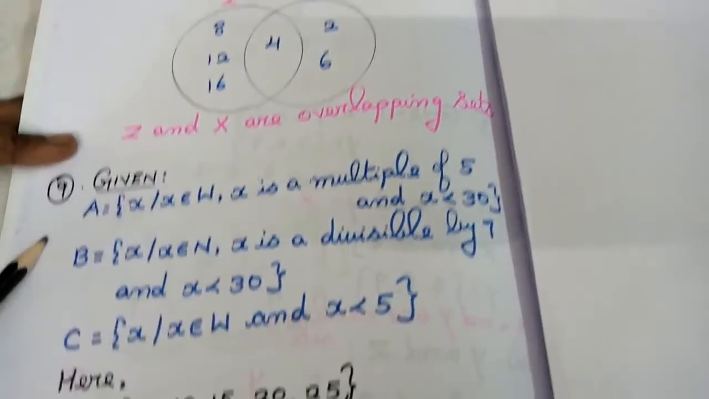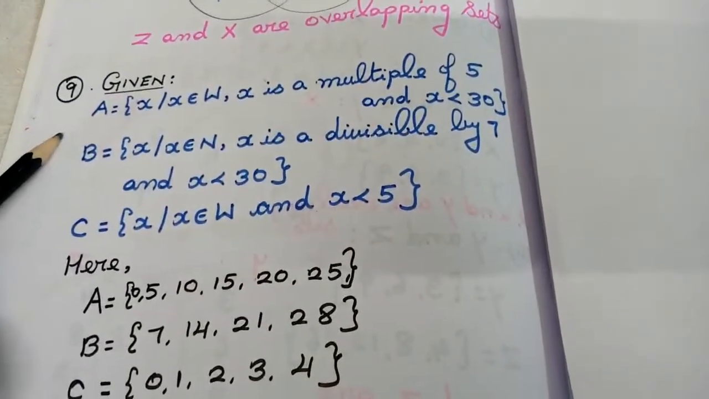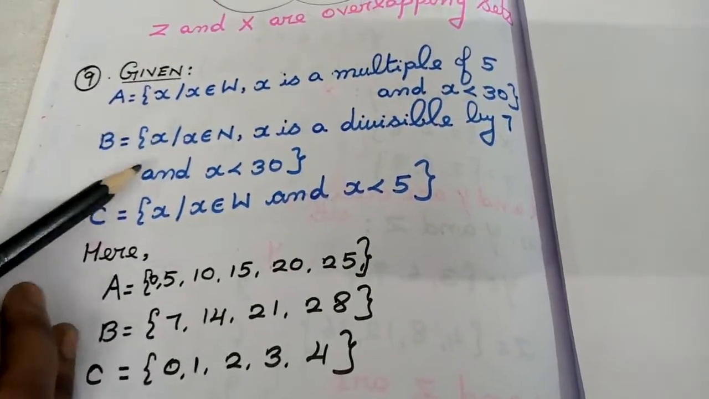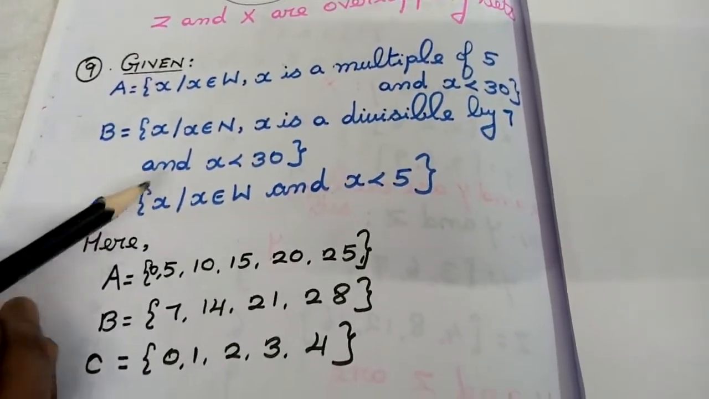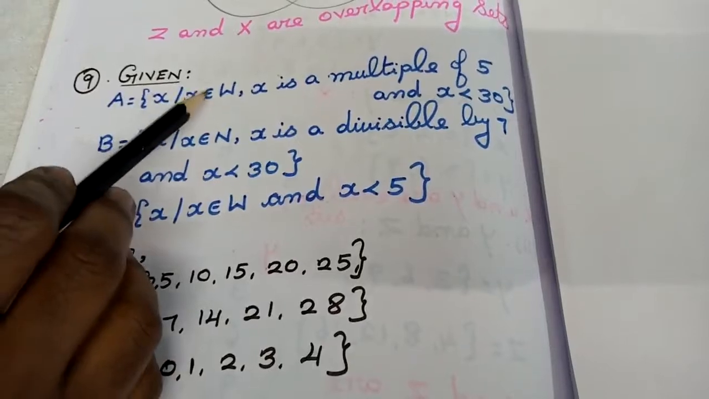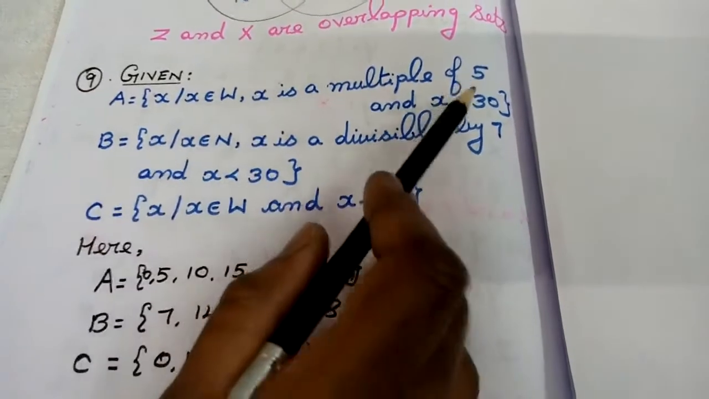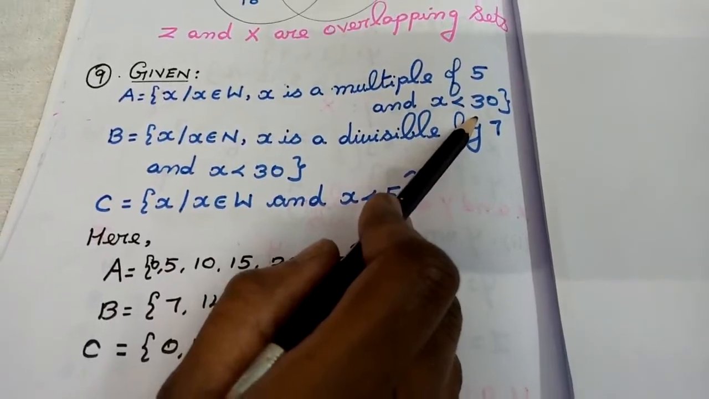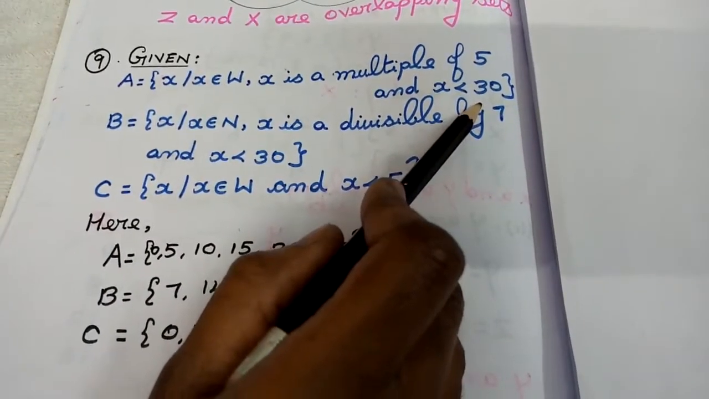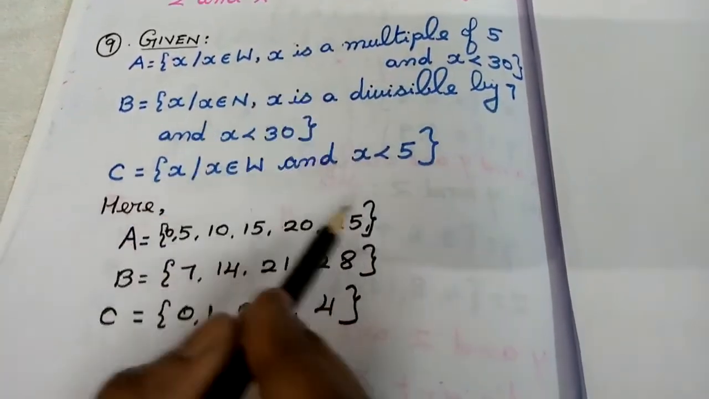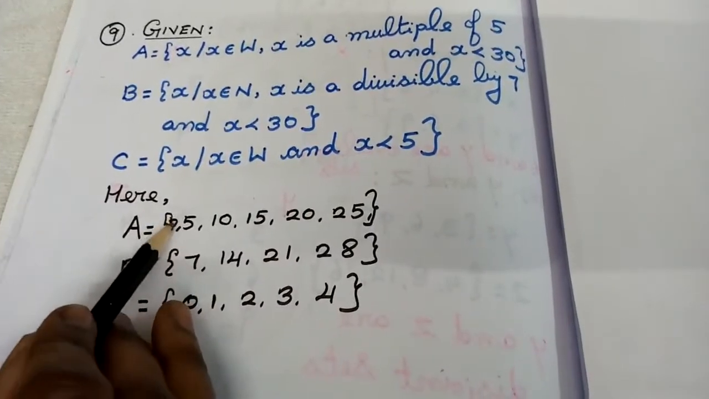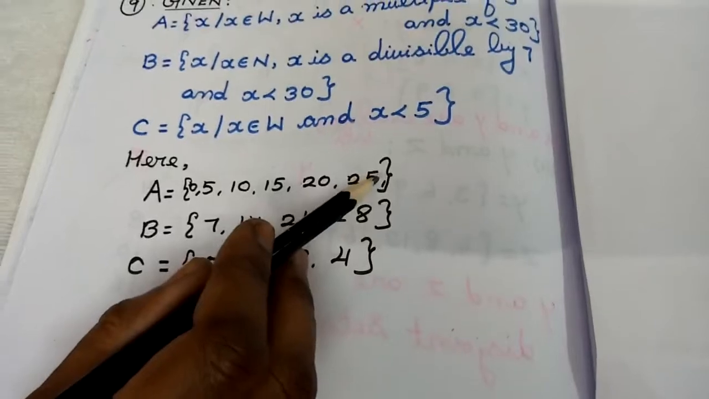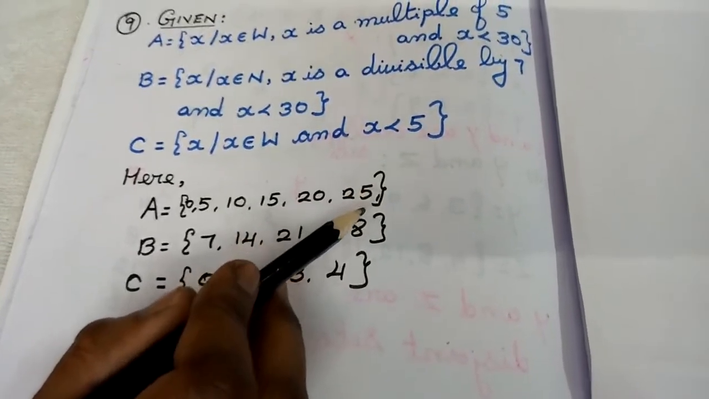Coming to question number 9. In question number 9, they have given you the set in this form, set builder form. You are going to convert this into roster form. X belongs to whole number but it is a multiple of 5 which is less than 30. X belongs to whole number means I will be multiplying like this, 5 into 0, and so on. So 0, 5, 10, 15, 20, 25. The next number is going to be 30. Less than 30 means I am going to stop like that.